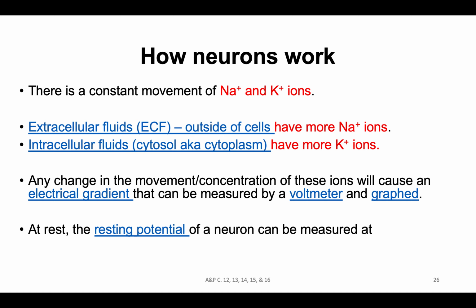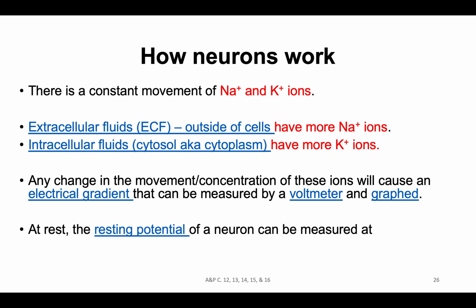So, the first thing you have to realize is that inside and outside the neurons, there's always a constant movement of sodium and potassium ions. The extracellular fluids, or the fluid that surrounds our neurons, is going to have more sodium ions. And our intracellular fluids, or what's inside the neuron, like the cytoplasm, is going to have more potassium ions. And any change in movement of those potassium ions from the outside to the inside, or from the inside to the outside, is going to cause an electrical gradient within our neurons. And that electrical gradient can be measured by a voltmeter and graphed, which we'll look at later.